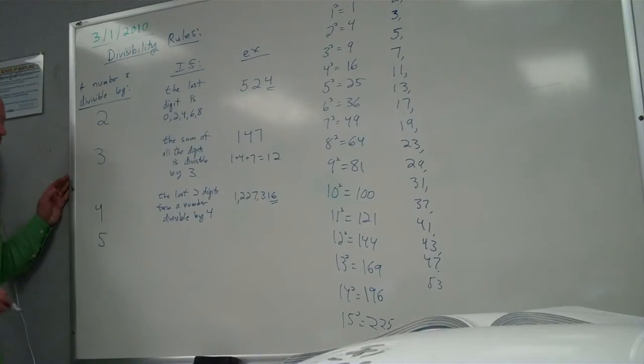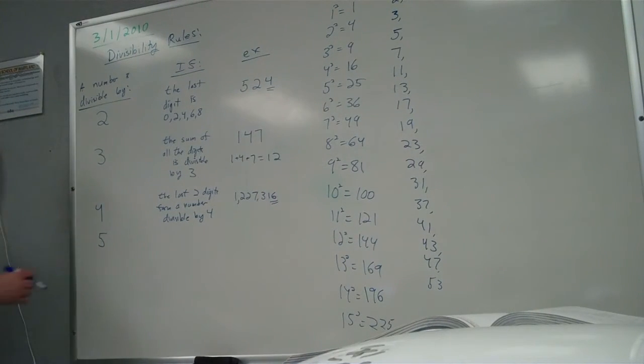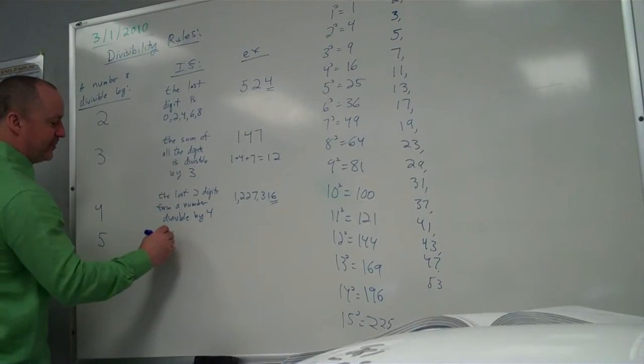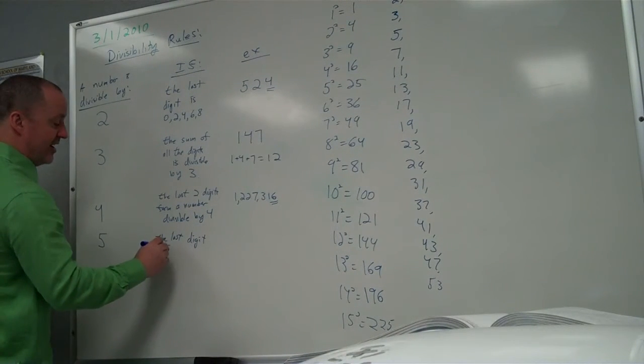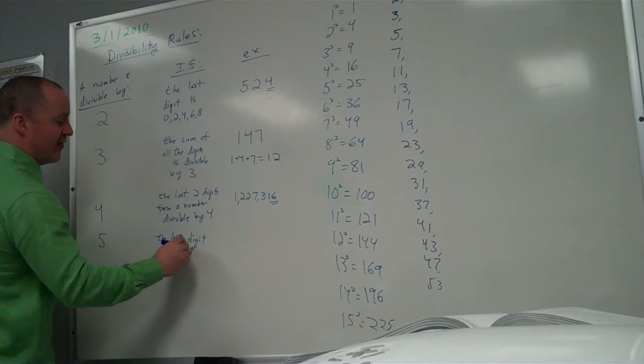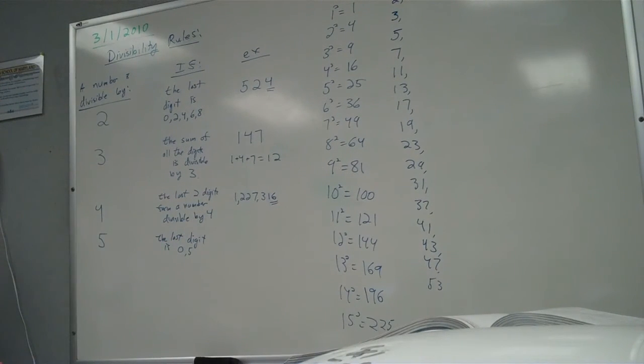My head hurts. Now, the rule for 5 is the last digit is 0 or 5. You guys know that one, right? Yeah. If I say is 25 divisible by 5, you say yes. If I say is 150 divisible by 5, you say yes.